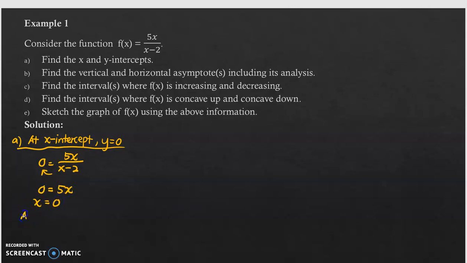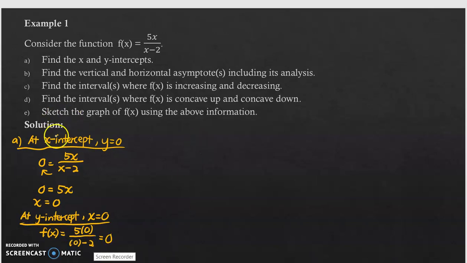Second, at y intercept, x is equal to 0. So our f(x) will become 5 times 0 over 0 minus 2. Again here, we should have 0. So this is the x and y intercept. Next, we will look at B.